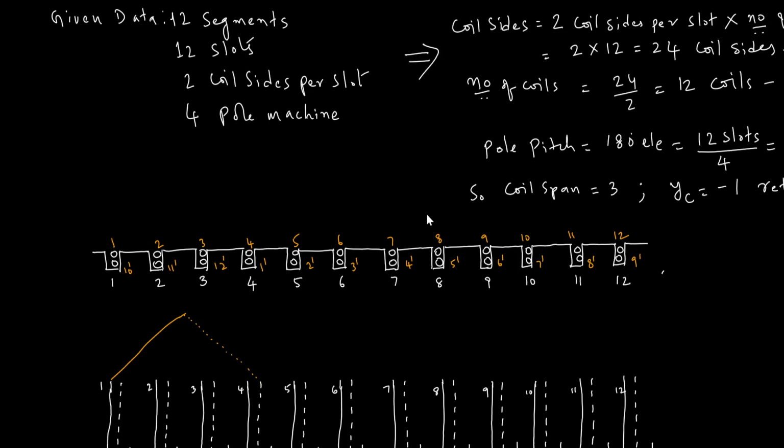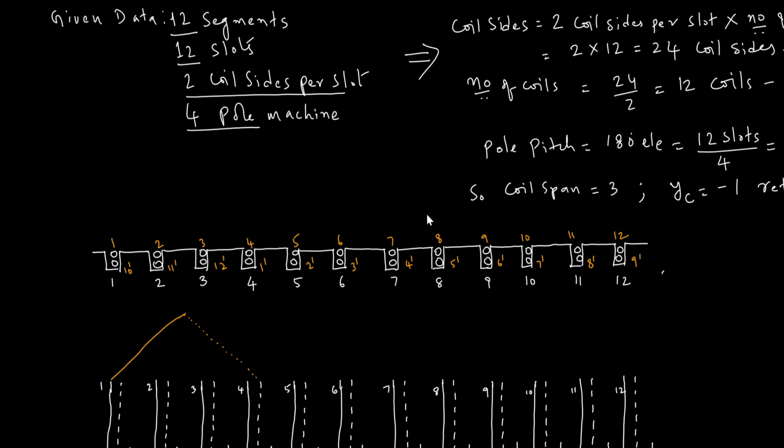So today we will take up the same example as that of the last class. We have 12 commutator segments, 12 slots on the armature and 4 poles on the machine, and also 2 coil sides per slot. In the last example we drew a progressive winding. Now we will try to draw a retrogressive winding in this example.